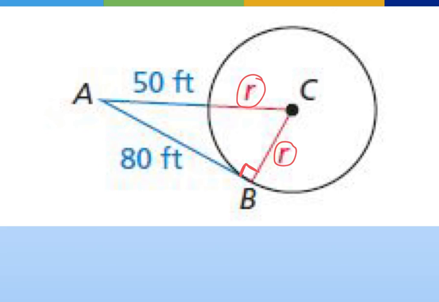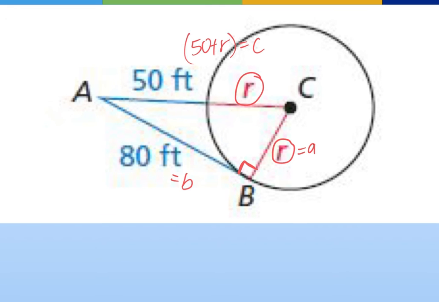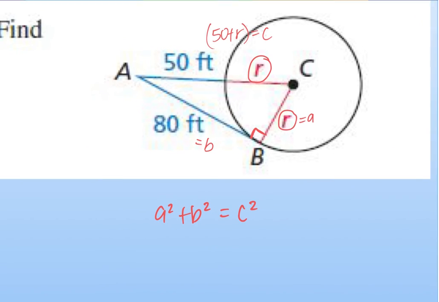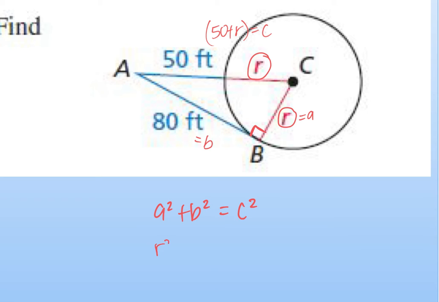What would our A side be? R. What would our B side be? 80. And what would our C side be? 50 plus R. Very good. That's going to be equal to C. Okay? So we're going to take A squared plus B squared, set it equal to C squared so we can figure out what R is. What was A? R, so we square it. What was B? 80, and then you square it. And what was C? 50 plus R. But look, we square it.